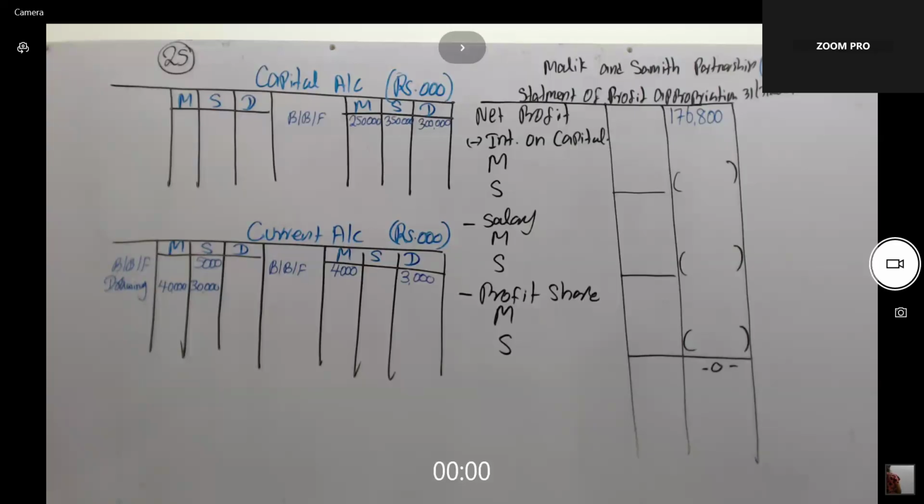First one, record given balances. Think current account balance available as well as capital account balance available. And drawings also given. Net profit also given.